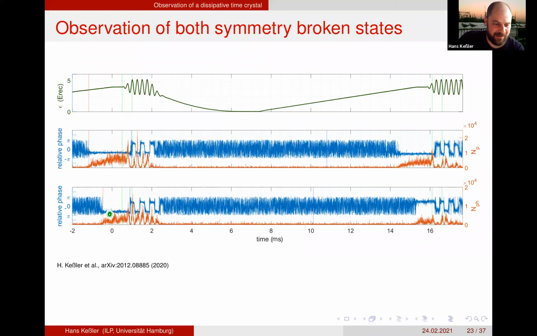But what else can happen is that we start in the even case, and then the second realization is odd. If you compare these two signals, they are phase shifted by pi. So the time phase is shifted by pi. These are then the two symmetry broken partners of our time translation symmetry.